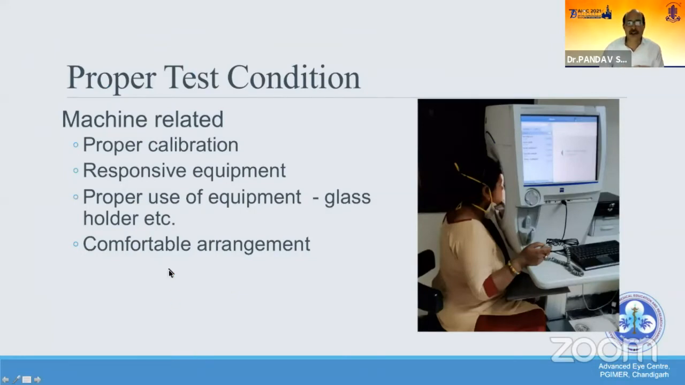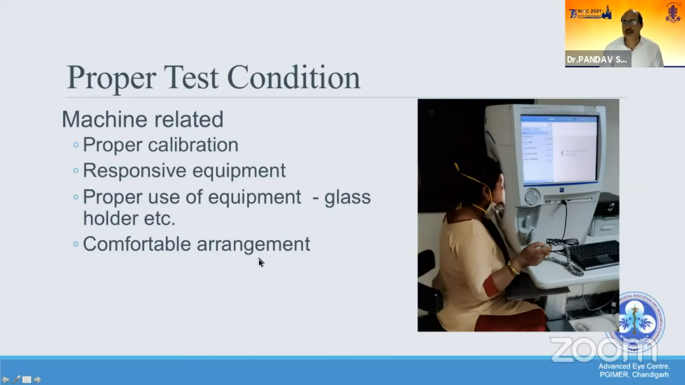The other thing is that the test conditions should be monitored and they should be proper. This could be machine related. That means the calibration should be done properly. All machines these days are actually automated and you don't have to worry about the calibration, but make sure that the machine is doing that. And the response equipment is very important, like the peripherals: if you have a mouse or a button which is not properly maintained, it gets stuck or doesn't record the response properly, and that can have an influence on the visual field performance. Also use the glass holder and the peripheral attachments properly so that they do not create artifacts.